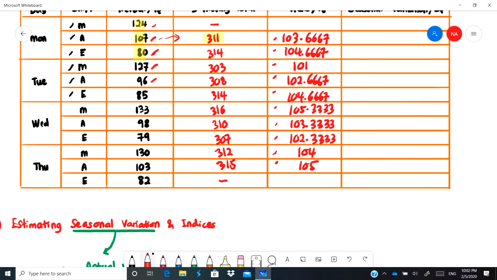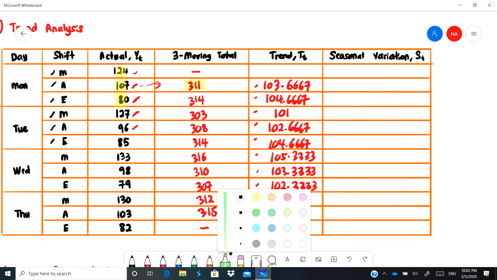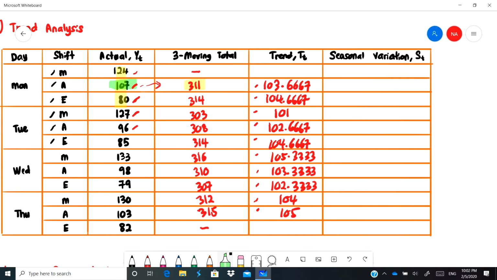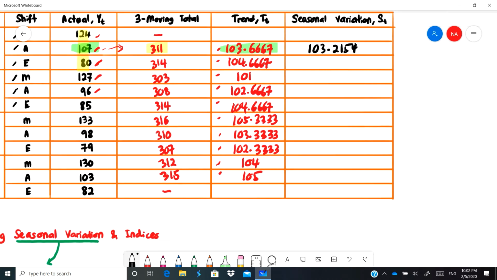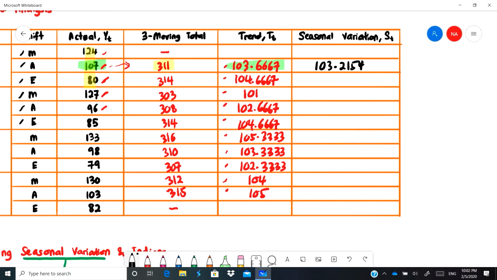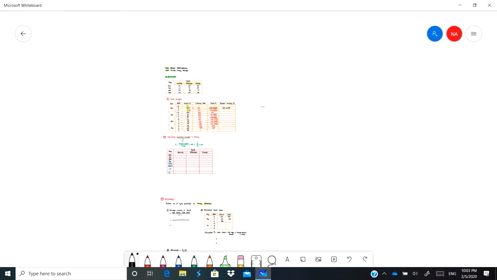In this case, let me use green color. You take the actual value, which is 107, and divide it by 103.6667, so you'll get the seasonal variation, which is 103.2154. Then you do the next one, which is 80 divided by 104.667, so you'll get 76, sorry.